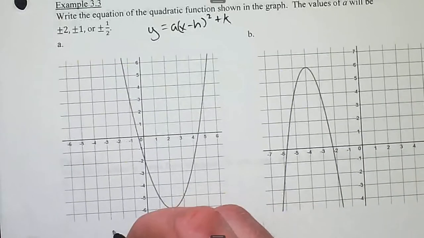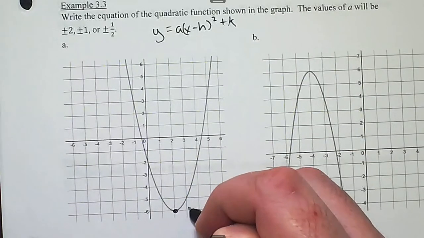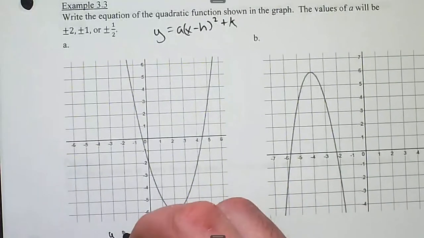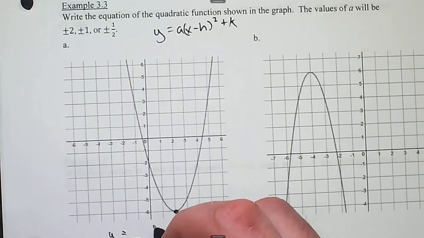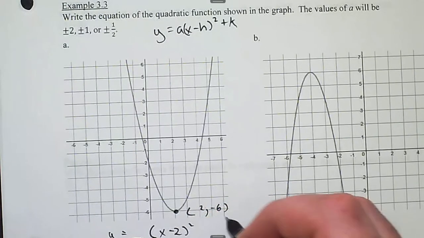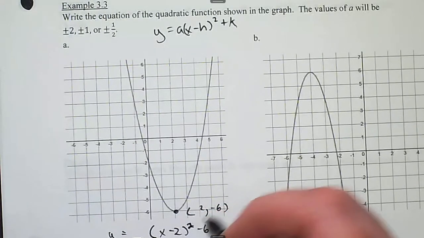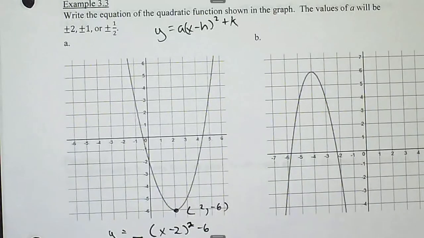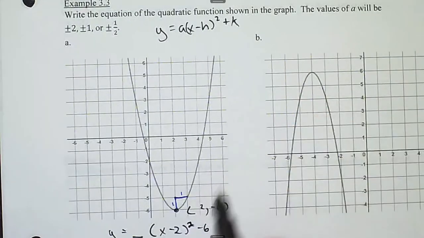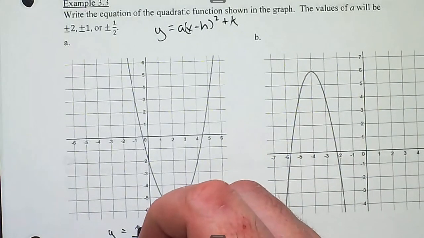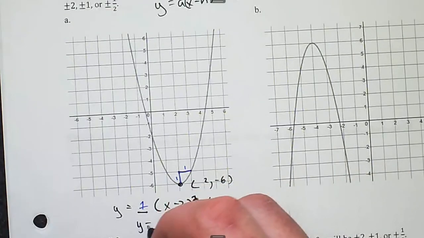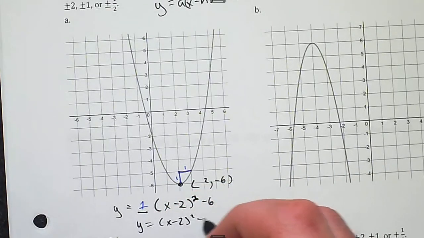Let's take a look at our first example. The vertex is at 2, negative 6. So our equation must be y equals some a value times x minus 2 squared and then minus 6. So this is going up 1 and to the right 1. Do you see that, how it's only going up 1? That means it's just a 1 here. And usually we don't write the 1. So this is x minus 2 squared minus 6.